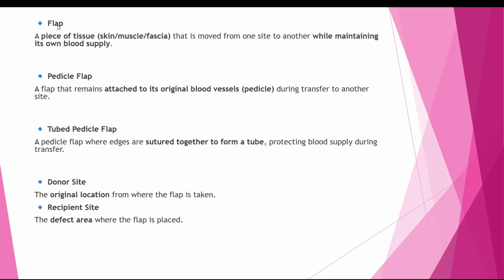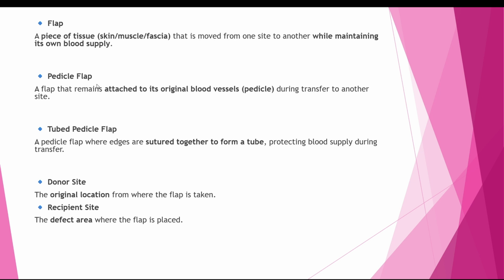Okay, so what is a flap? The physician is taking a tissue. The tissue can be skin or a muscle or a fascia. Whatever the flap he is taking, he is moving from one side to the other side. Here the blood supply is present in the flap, whereas in the graft there is no blood supply. So the physician is taking a tissue along with the blood supply and moving it from one side to another area. That is the flap.